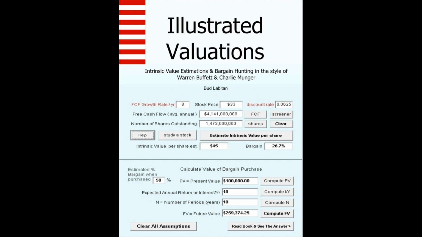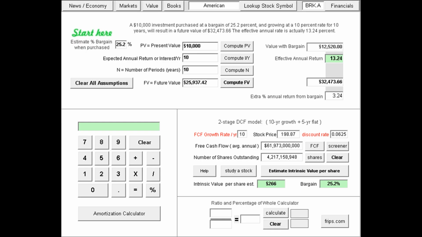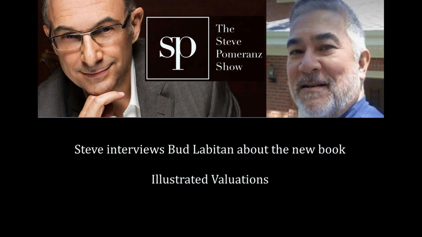Hey, this new book, Illustrated Valuations, takes us under the hood on the thinking behind the great success of Buffett and Munger, and it opens up some of the math used to calculate the rates of return. And we're going to get into that math a little bit. Why did you write this book just now?